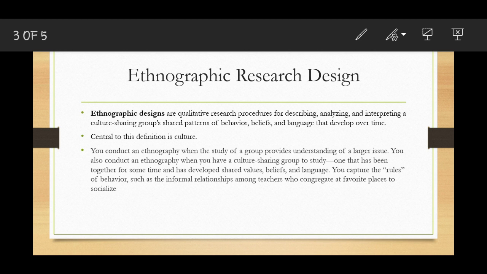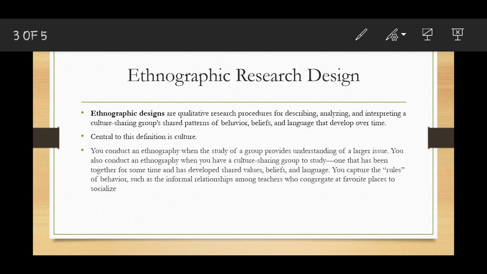When do you conduct ethnographic design? You conduct an ethnographic design when you want to study a group, providing an understanding of a larger issue. You also conduct ethnographic study when you have a cultural sharing group to study. You want to study a certain culture sharing group, one that has been together for some time, not just for a short time. And in fact, by staying together, they might have developed some shared values, some beliefs, some languages.